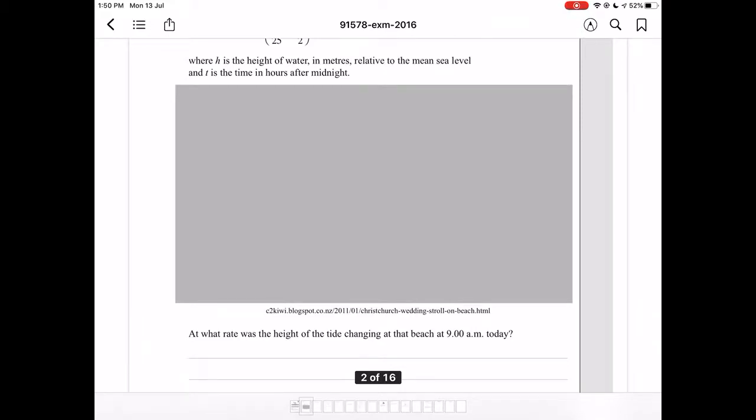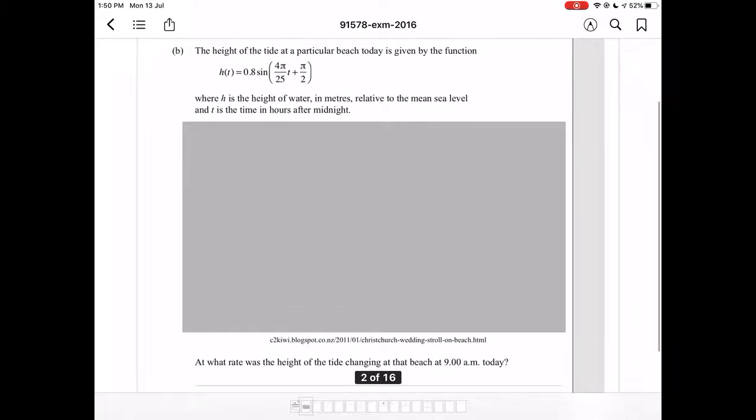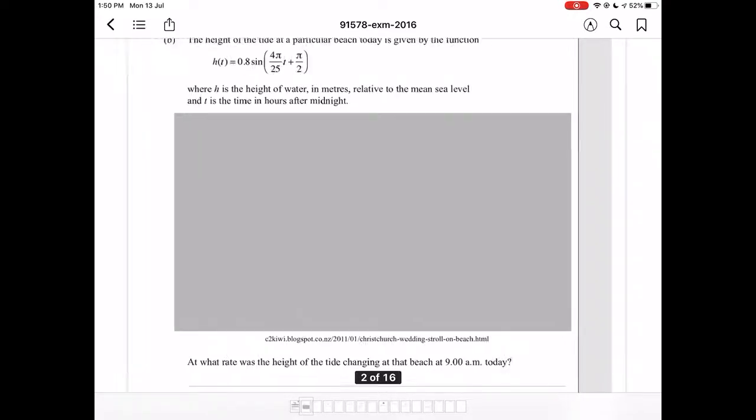So this question is just a basic differentiate and substitution question, because we want to find the rate of change of the height, and we're given the height function as 0.8 sine of 4 pi over 25 times t plus pi over 2. Okay, so to differentiate this, we're going to be using the chain rule. In this case, our outer function is sine, and our inner function is everything inside, which is 4 pi over 25 times t plus pi over 2.